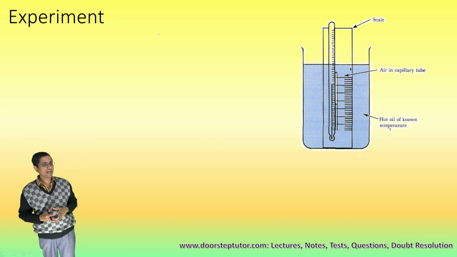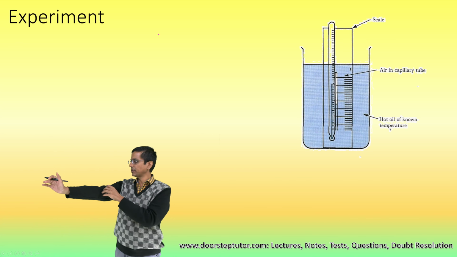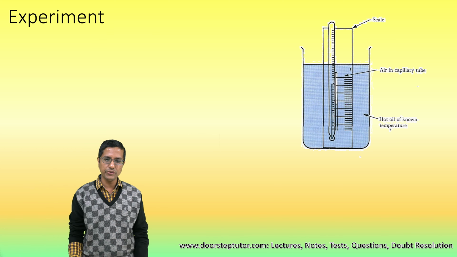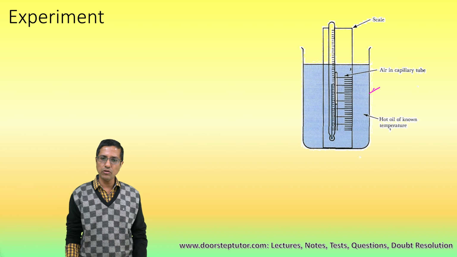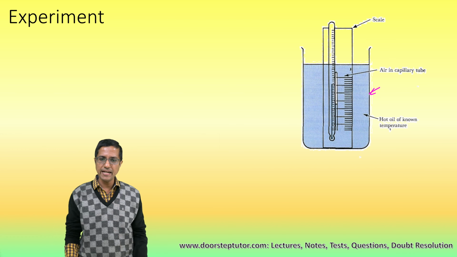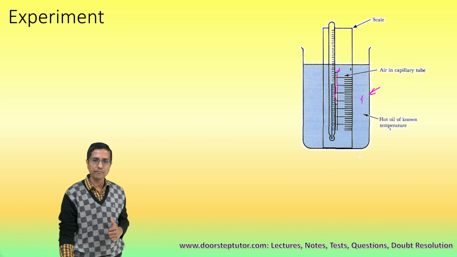In those times, Charles actually did an experiment, and using that experiment he was able to determine this law. The experimental setup was very simple. It is as shown here. There is this oil bath. Okay, it is a beaker filled with oil, and in this oil bath we have placed a capillary tube which is partially filled with air. Okay, so there is air here in the white region.